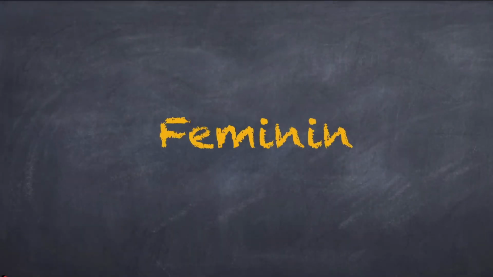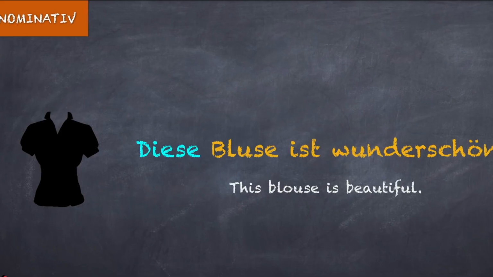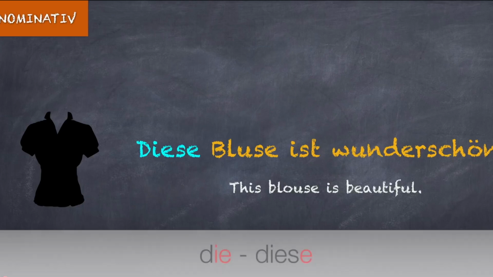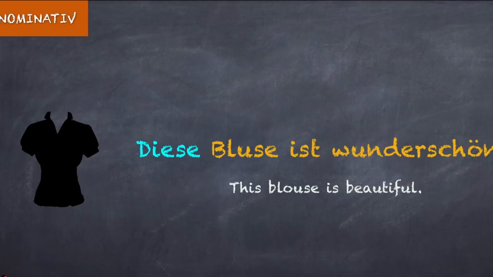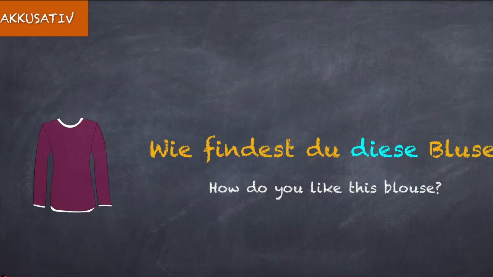Now let's move on to the feminine article. Do remember that in nominative and in accusative, the feminine article remains die. And here's an example im Nominativ. Diese Bluse ist wunderschön. In this case, diese gets the ending e from the feminine article die im Nominativ. And since the article doesn't change in accusative, here we'll use the same. Wie findest du diese Bluse? Du is the Nominativsubjekt and diese Bluse is the accusative object.